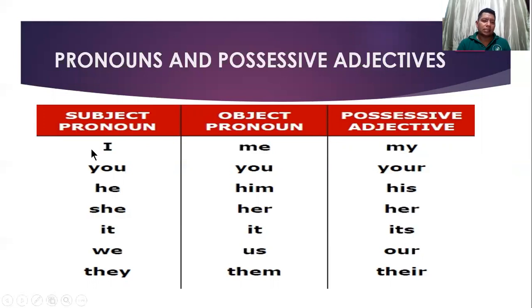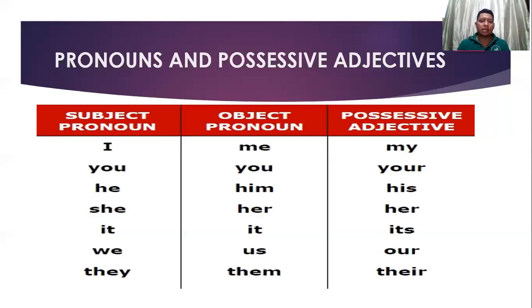Okay, let's see where they are in the sentence. We can say that subject pronouns are at the beginning of a sentence because they are the subject of a sentence. The object pronouns can be in the middle or at the end of a sentence. And here we have possessive adjectives, and they can start a sentence too. They can be part of the subject.